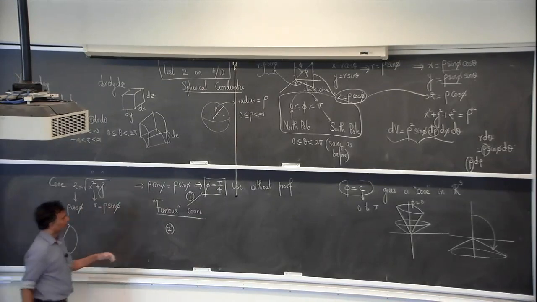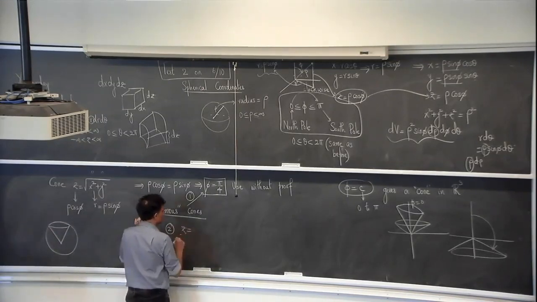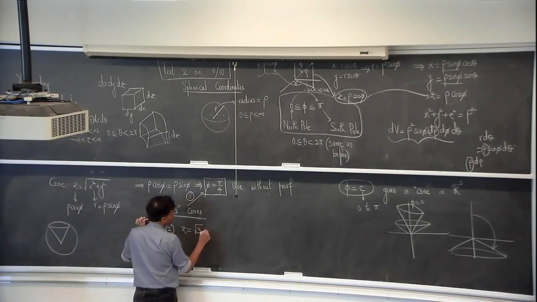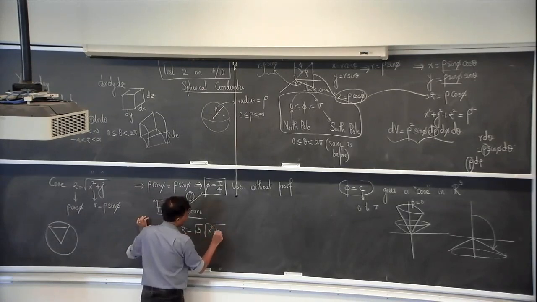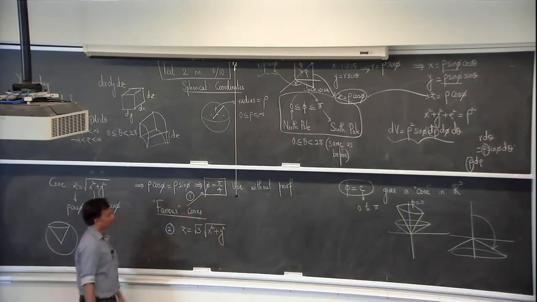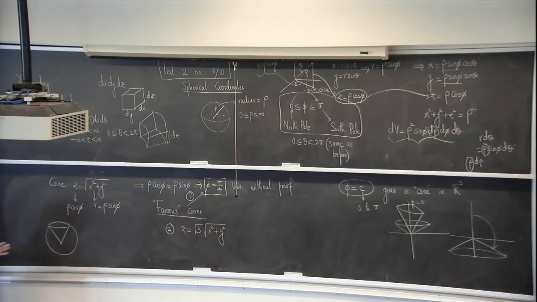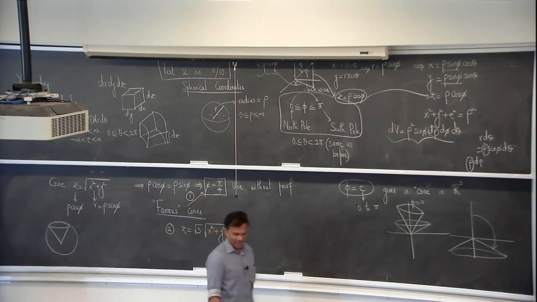What if you had z equal to square root of 3 times the square root of x squared plus y squared? When I say famous, that means the angles are something that we are familiar with. That is what famous means, not famous like in a celebrity status.